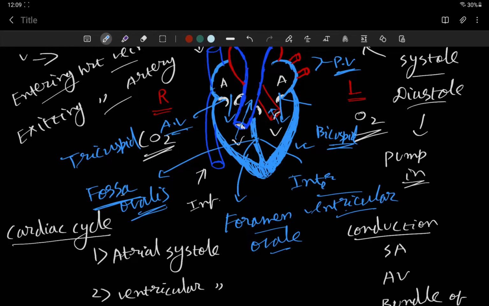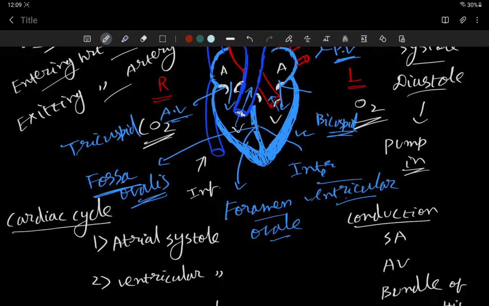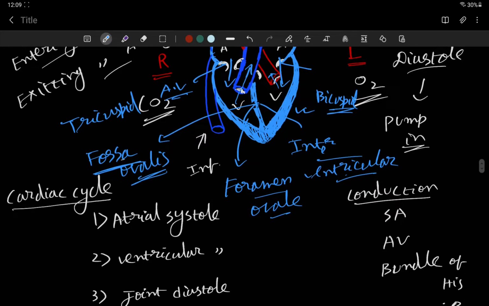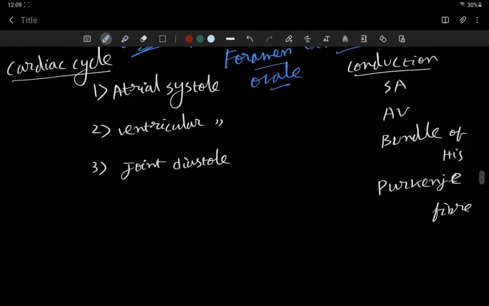Then, when the atrial systole is done, the atrioventricular valves, that is the tricuspid and the bicuspid, will close, and it will produce a sound just before ventricular systole, and this sound will be lub, L-U-B. This is the first heart sound that is produced just after the atrial systole is done. That means the loading of ventricles is just done. That means the blood from atrium has just entered into the ventricles.